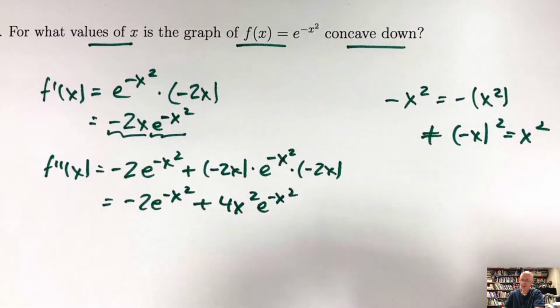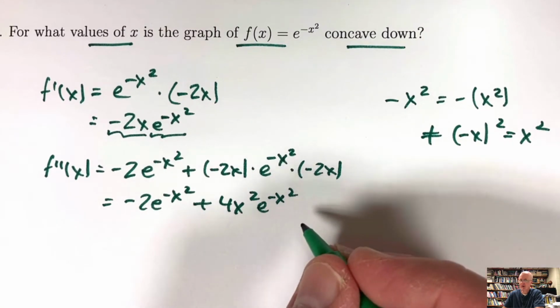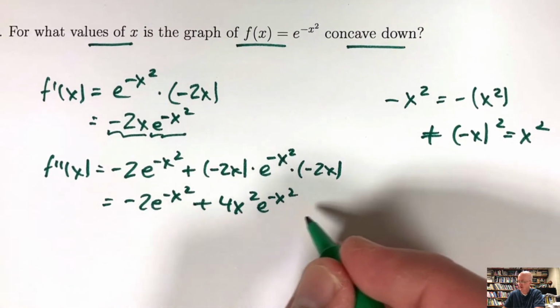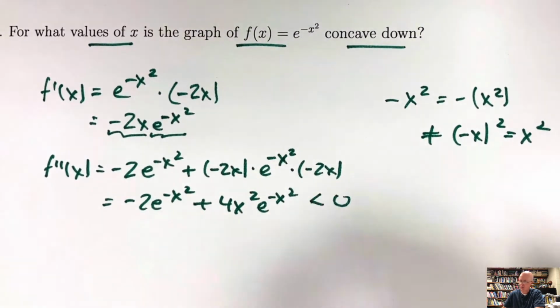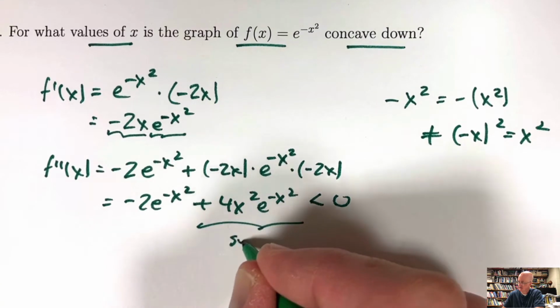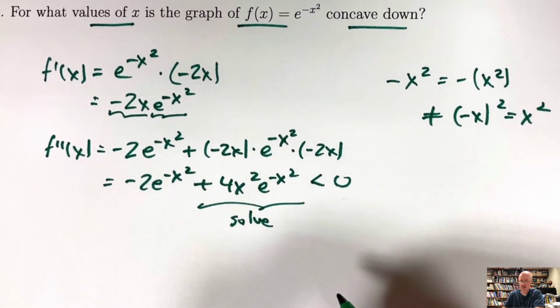We're trying to figure out where this is negative, okay? It could be helpful to figure out where it equals 0. Let's go ahead and just put the inequality like that right away. We're supposed to solve this inequality for the values of x that will make that true. Doesn't look very easy, does it? Well, it's easier than it looks.